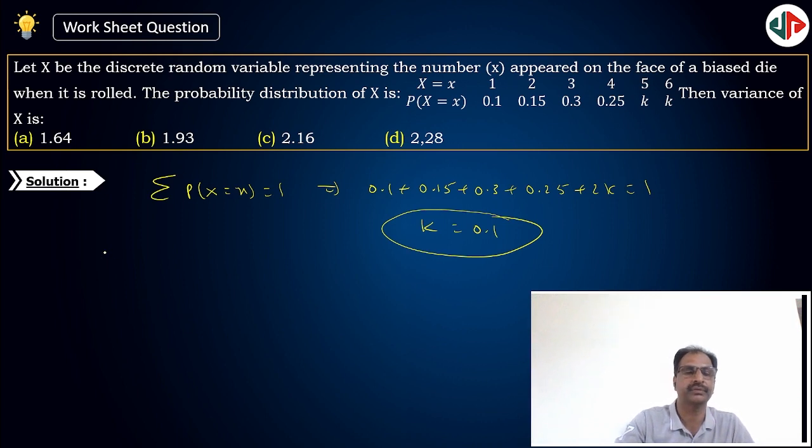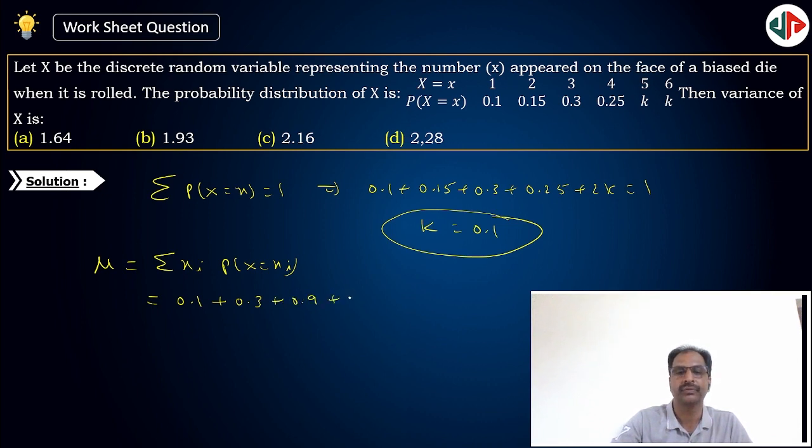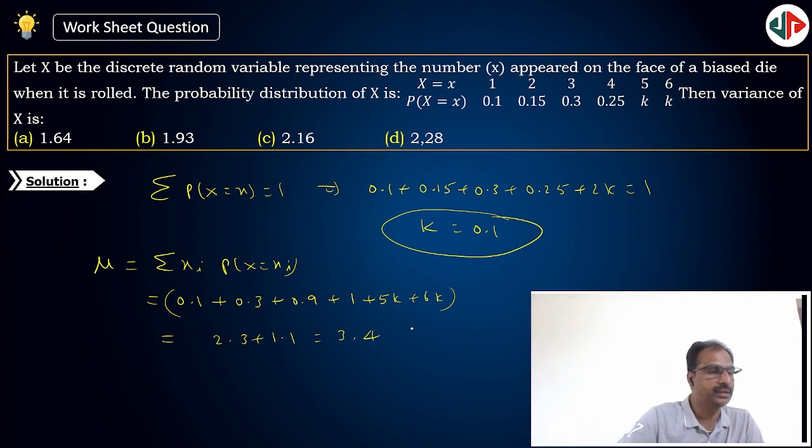Now the question is finding variance. For finding variance, we require the mean. Mean is nothing but sigma xi into P of X equal to xi. Multiply the x values with probabilities: 1 into 0.1, 2 into 0.15, 3 into 0.3, 4 into 0.24, 5 into k plus 6 into k. This is nothing but 2.3 plus 11k. 11k is 1.1. So this is 3.4. Mean is 3.4.